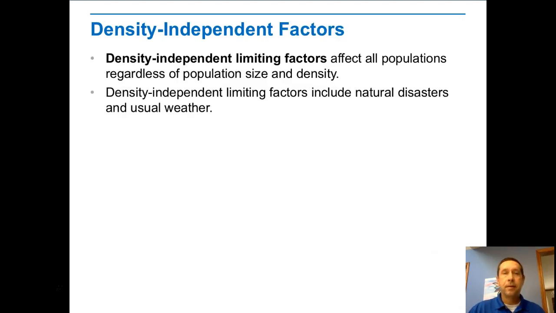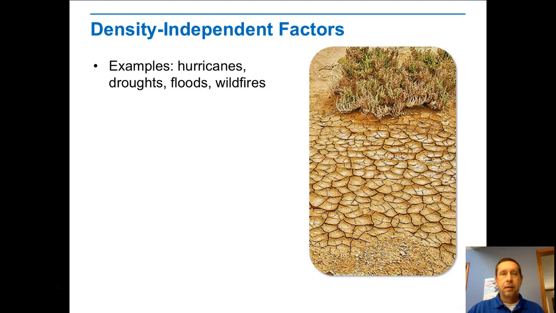Density-independent factors are things that affect all populations regardless of their size or density. They include things like natural disasters and unusual weather like droughts and floods. Hurricanes, drought, floods, wildfires would be examples of density-independent factors. They're going to affect all populations, no matter how big they are.